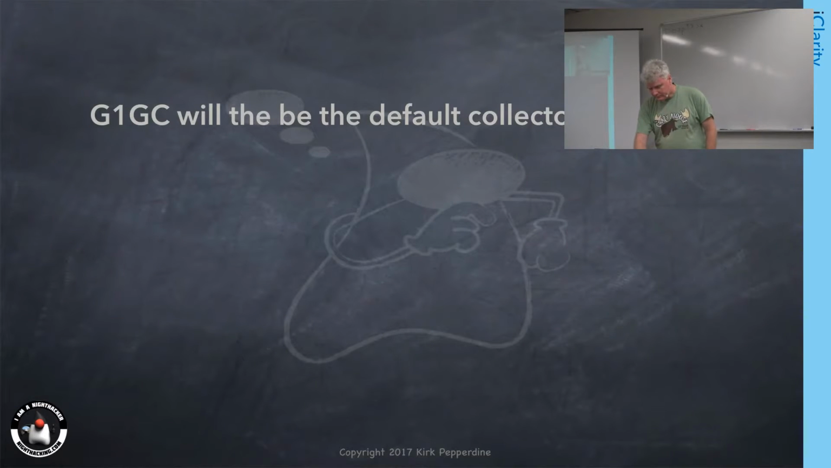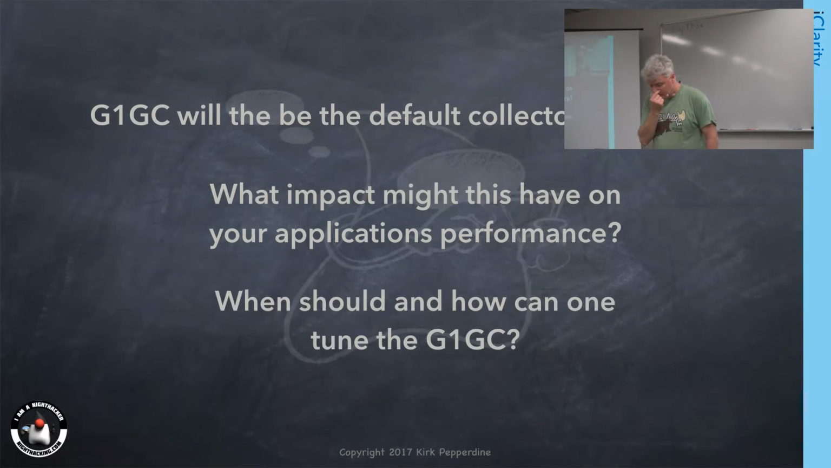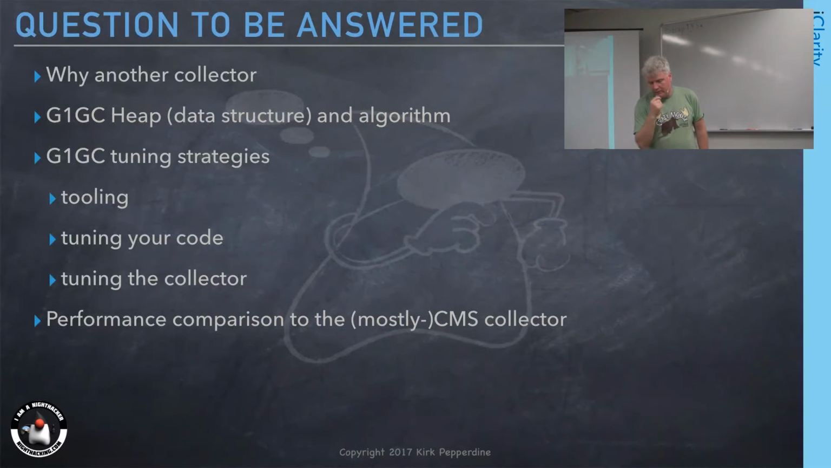Right. So the question is, what impact will this have on your application's performance? When should I care about garbage collection tuning? And if I care about it, how am I going to tune this? Now, unfortunately, we don't have enough time to cover all of these topics tonight, but I just want to give you some familiarity with the G1 GC so that you can start looking at it and try to figure out what's going on, right?